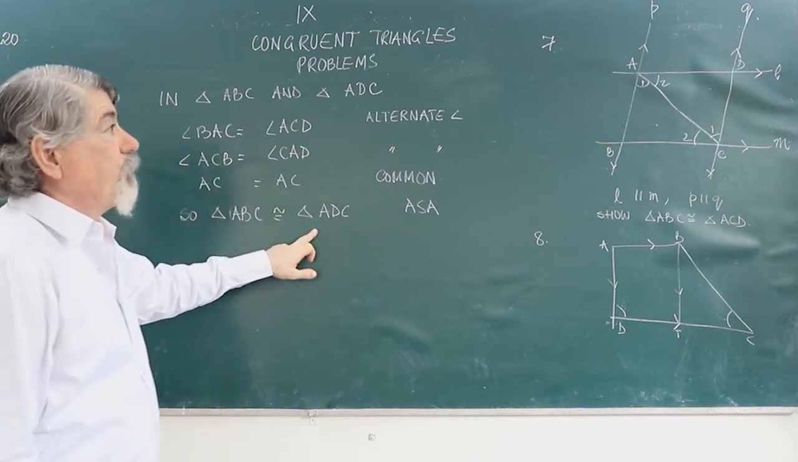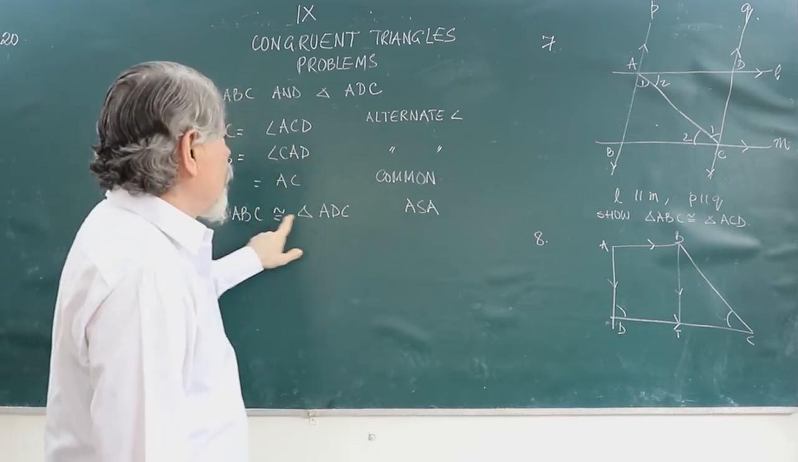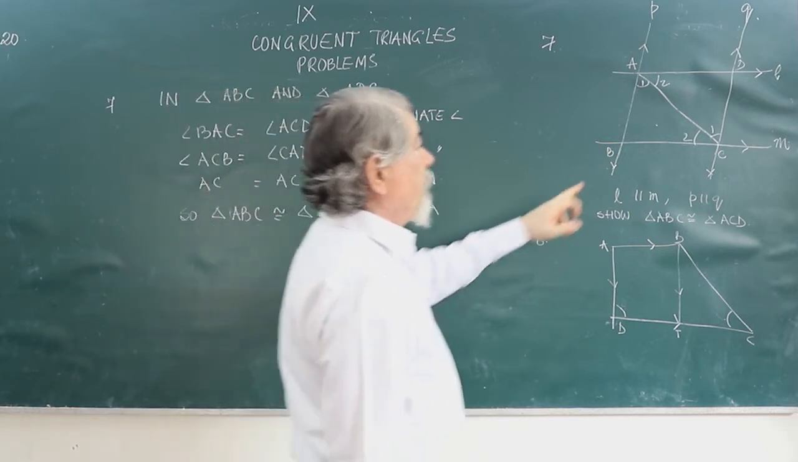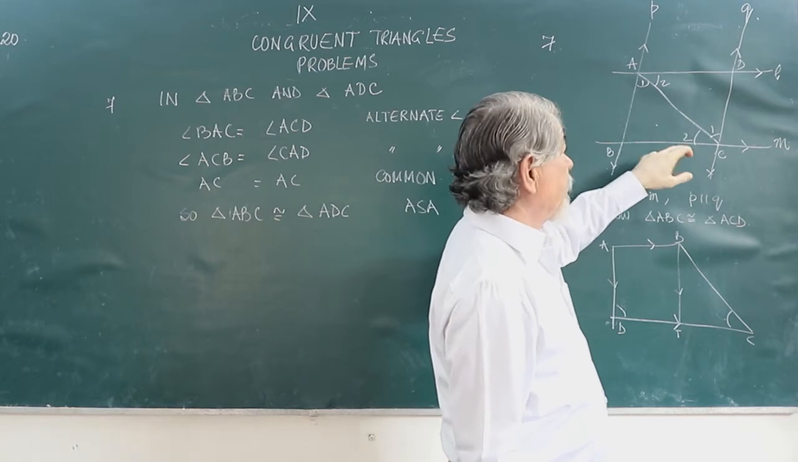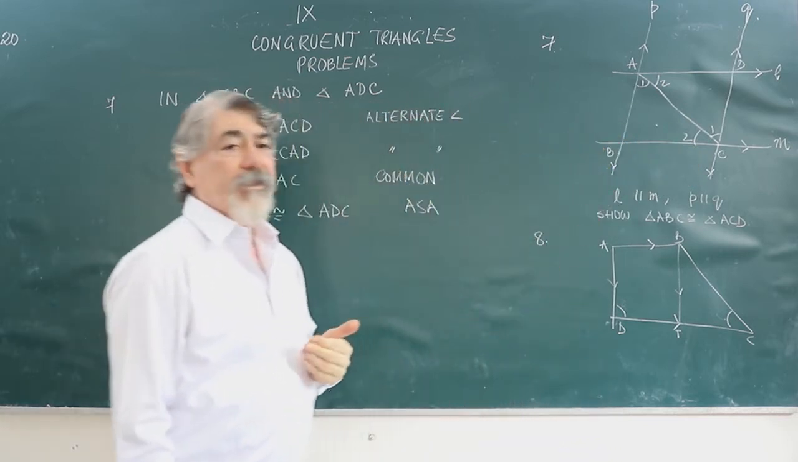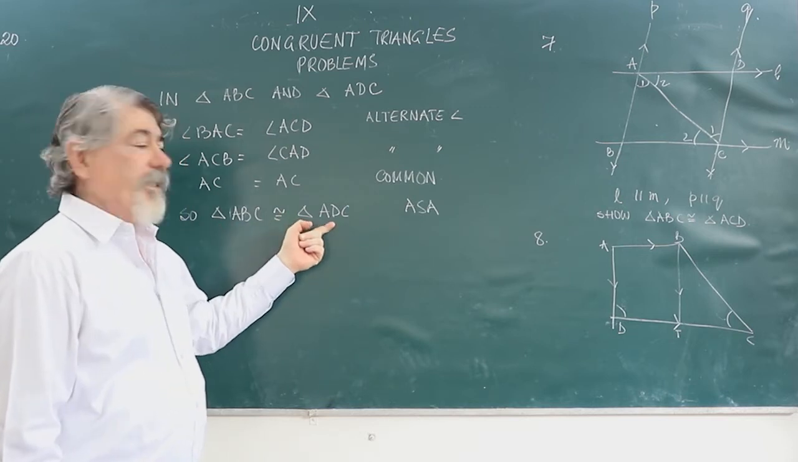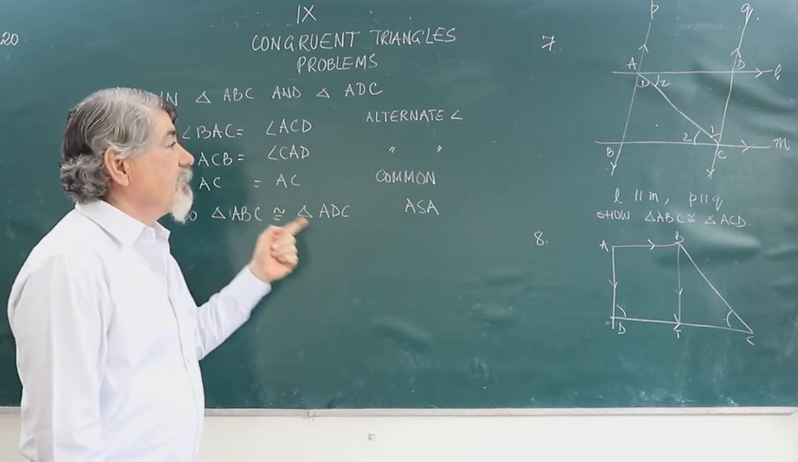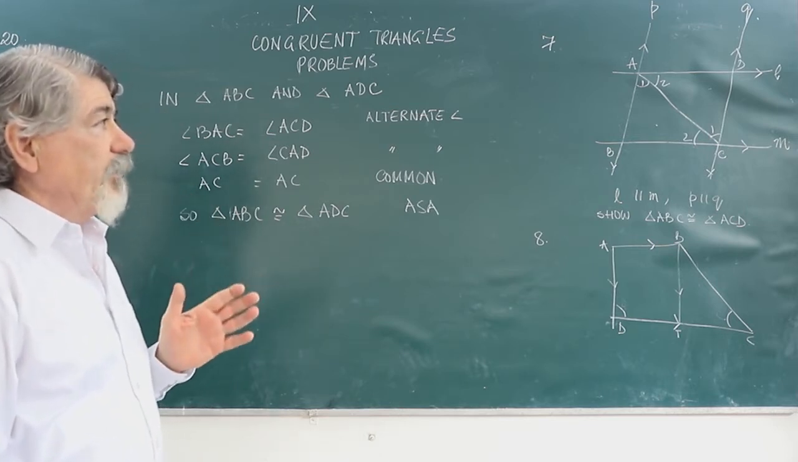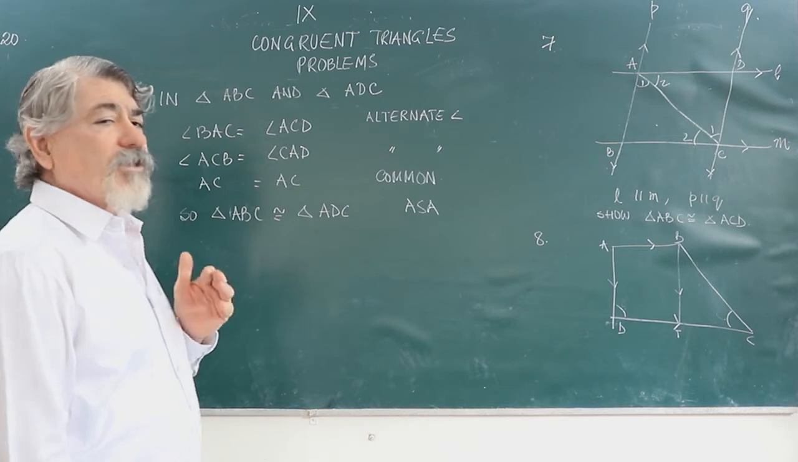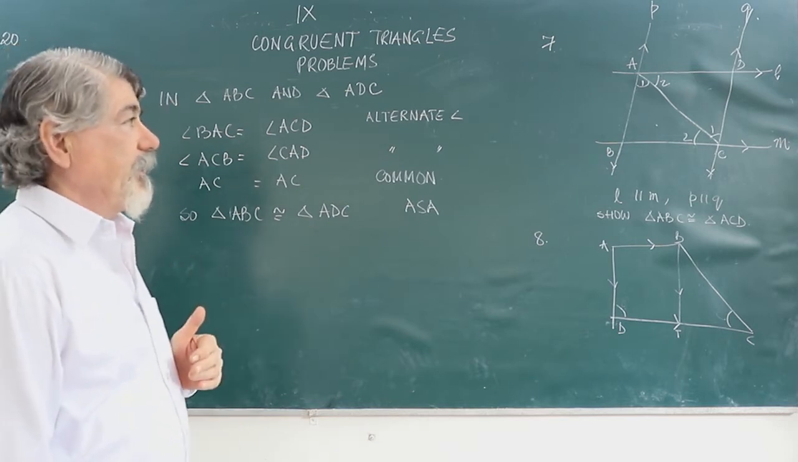A corresponds to A, of course. C corresponds to C, and B will correspond to D, because angle B will be equal to angle D. These angles have already been proven equal to each other, and the third angle left is angle B equal to angle D. That is why B will correspond to D. A is common, C is common because it's a common arm. So A corresponds to A and C corresponds to C in both the triangles, and B will correspond to D.